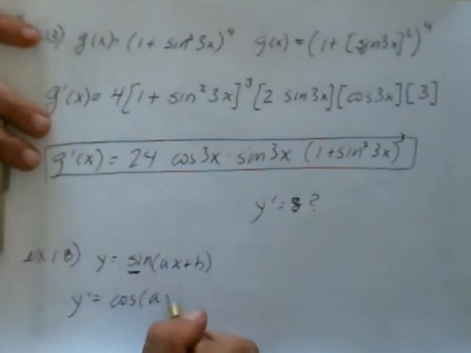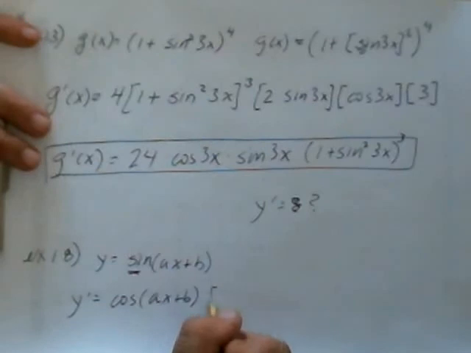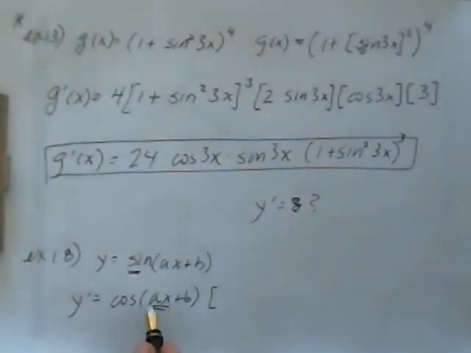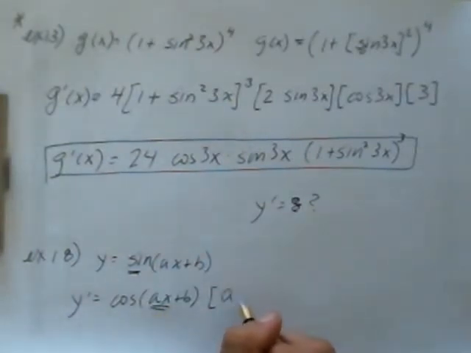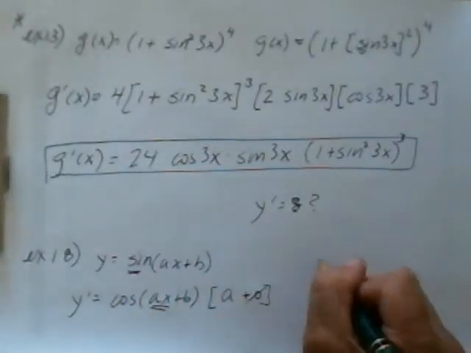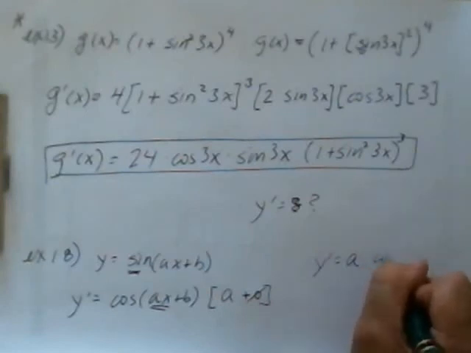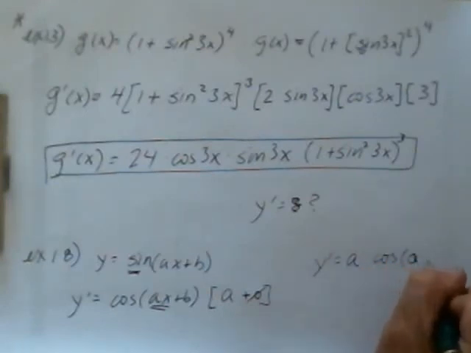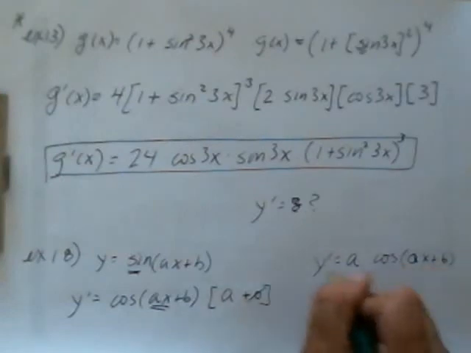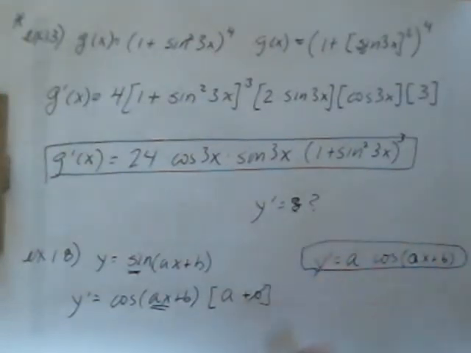The inside stays the same, ax plus b, times the chain. What's the derivative of ax? Since a is a constant, the derivative of x is just 1. So it's going to be a. And then plus the derivative of a constant is 0. We're going to take that out. So I'm going to put the a in front. Y prime is equal to a times the cosine of ax plus b. And that's your final answer.